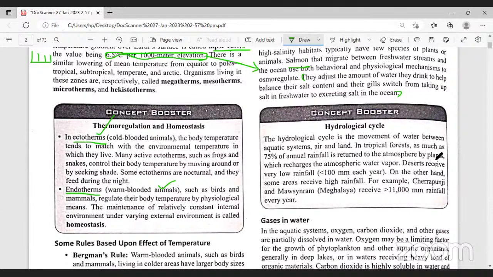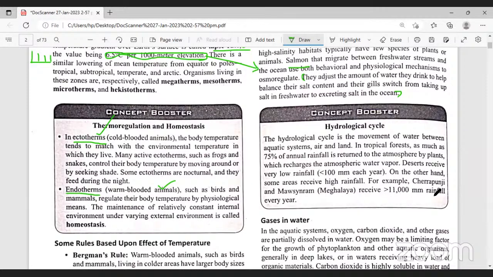Deserts receive very low rainfall, less than 100 mm per year. On the other hand, some areas receive high rainfall. For example, Cherrapunji and Mawsynram in Meghalaya, both are in Meghalaya. So these two places are present in Meghalaya. It is also asked sometimes, which area gets the highest rainfall. Cherrapunji, Mawsynram. Mawsynram is the first place, and Cherrapunji is the second place.